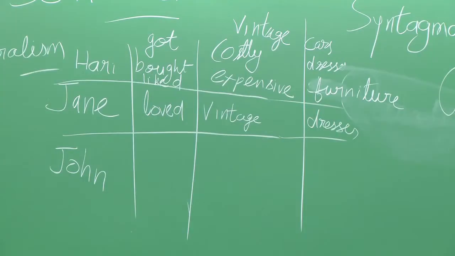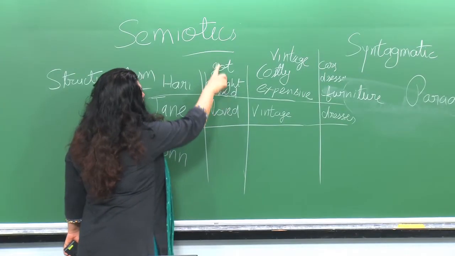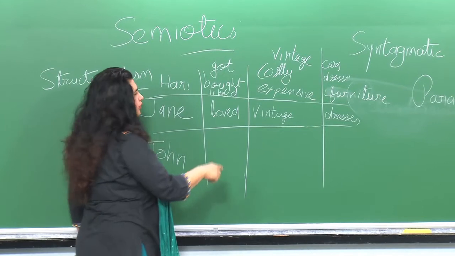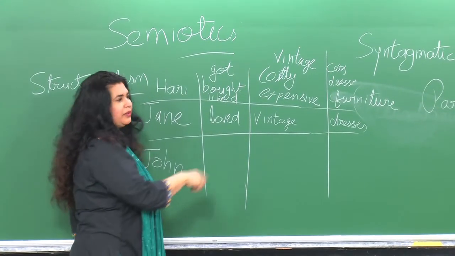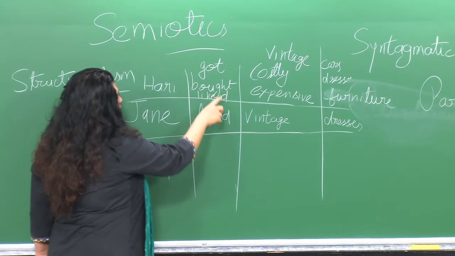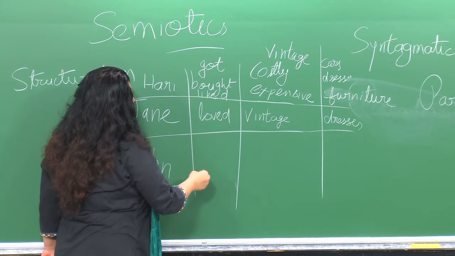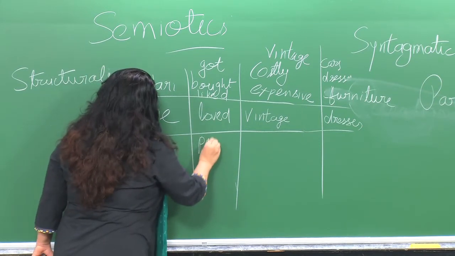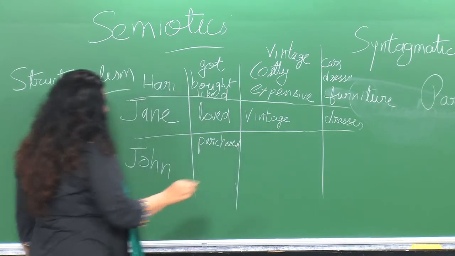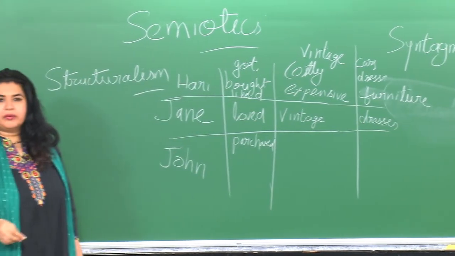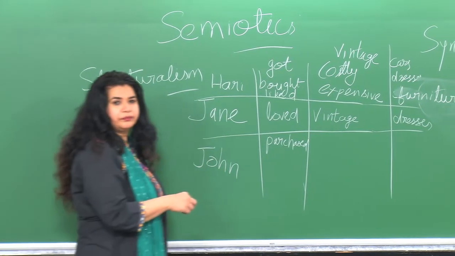Okay. Now, here we have a set of verbs, same part of speech, okay, vertically. So, we are talking about paradigmatic. Got, bought, liked, loved. You can also use a word like purchased, all referring to the same part of speech.